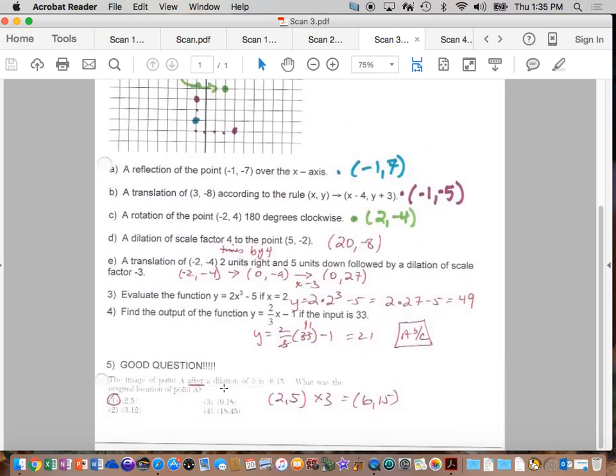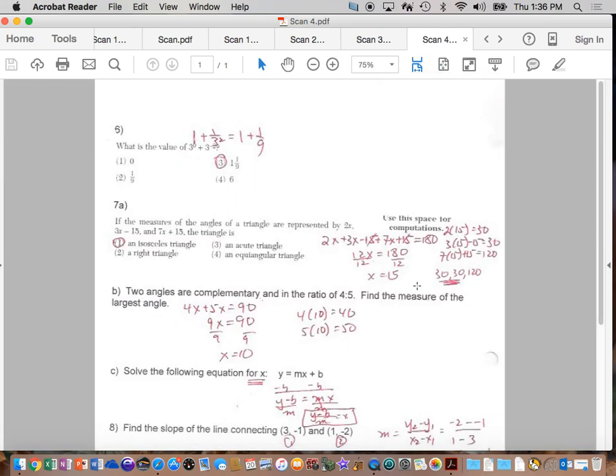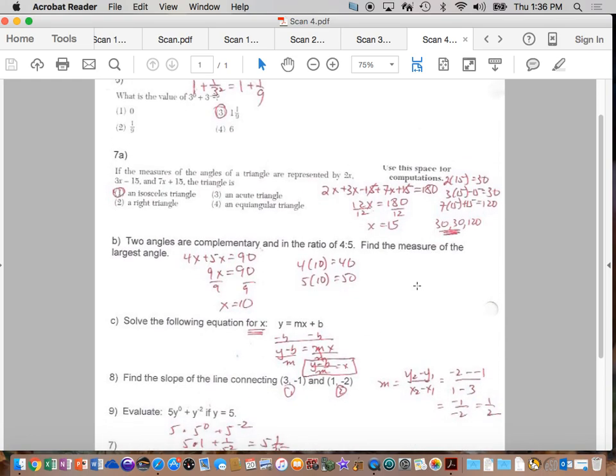Notice this last question goes backwards. It says the answer is 6, 15. If the dilation was a factor of 3, what'd you have to start with? So you actually end up dividing by 3. So 2 times 3 would give you the 6, 5 times 3 is 15. So it had to be 6 divided by 3 is 2, 15 divided by 3 is 5. Okay, here's some more.